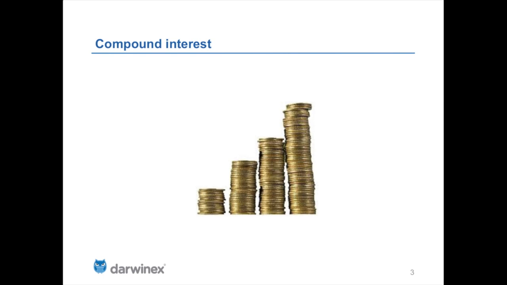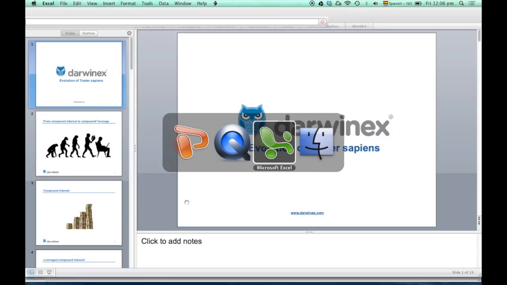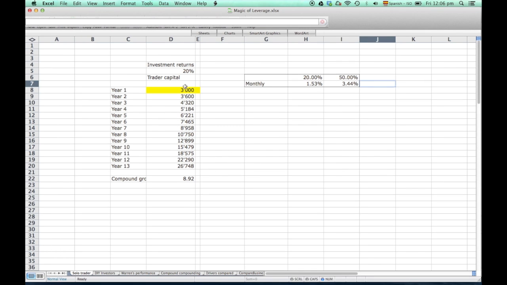So what is the first invention that Trader Sapiens came up with? Well, you know it. It's a very old one. It's called compound interest. And the effects of it you can see today. Basically, if you start today trading 3,000 euros, grow them yearly by 20% per annum, in a bunch of years you will have multiplied your capital by a factor of 9, which grows obviously exponentially as long as you continue to consistently deliver this 20%.